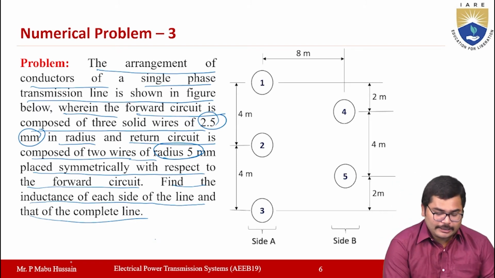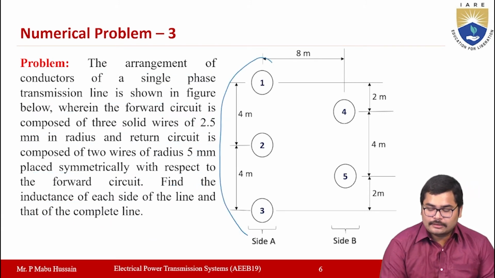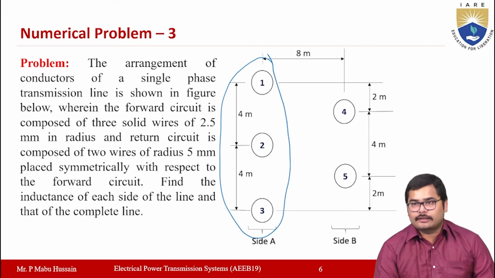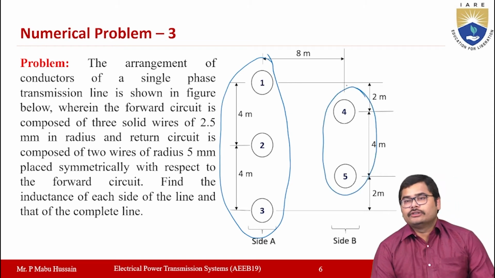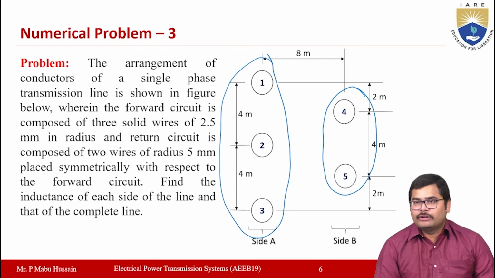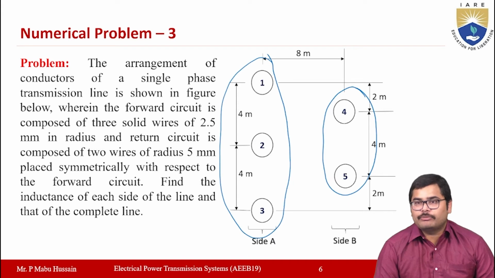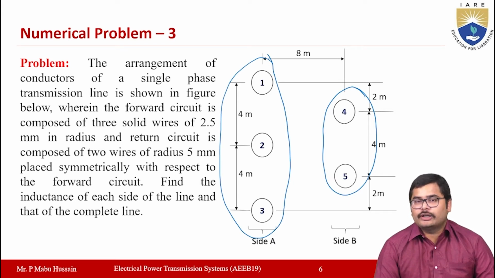But in this single phase line, if you observe, one phase, which is called the forward circuit, is having three wires. Three subconductors are there, and the other side, which is the return circuit, is having only two conductors. In the previous problem, both the phases had the same number of conductors, two and two. But here, different numbers of subconductors are there in each phase.